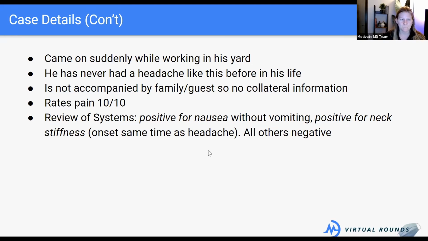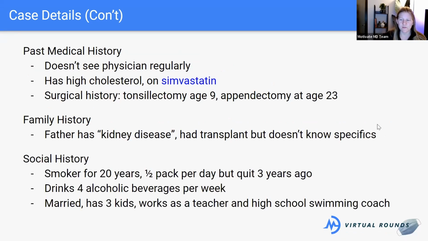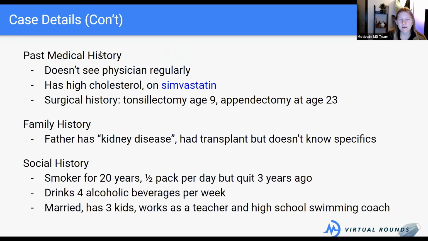So for some additional past medical history, he does not see a physician regularly, but he has been diagnosed in the past with high cholesterol, and his only medication is simvastatin, which is a cholesterol lowering medication. For his surgical history, he had a tonsillectomy at age 9 to get his tonsils removed and an appendectomy at age 23 to have his appendix removed.